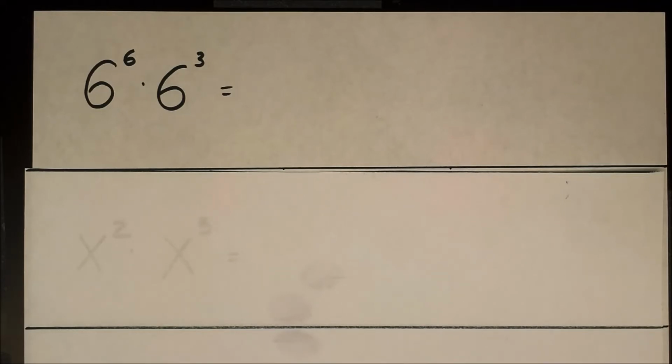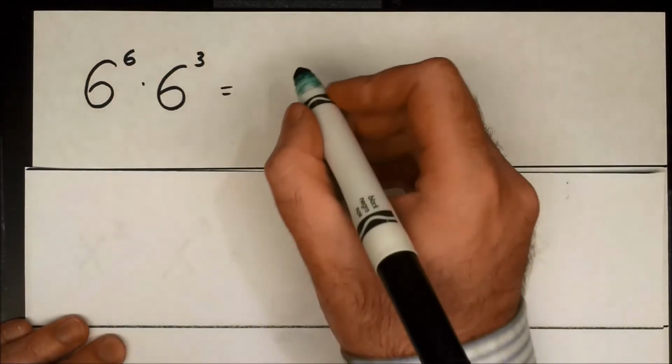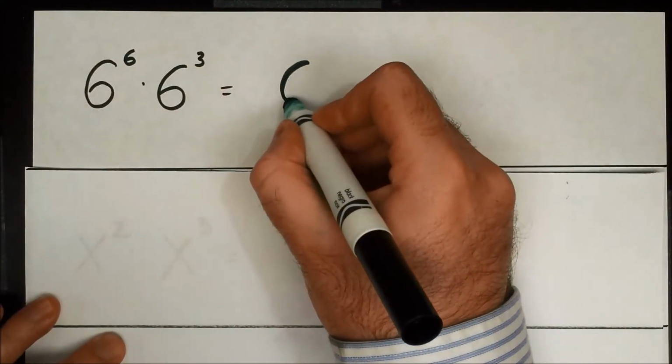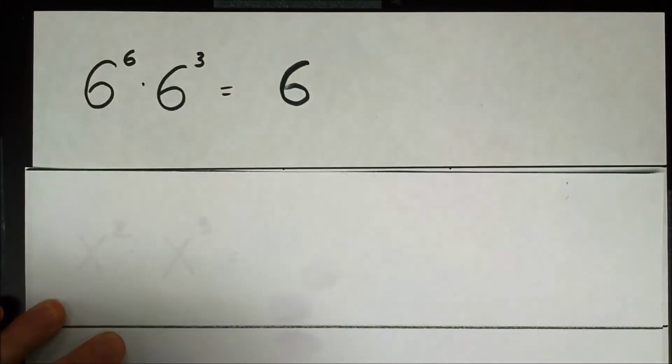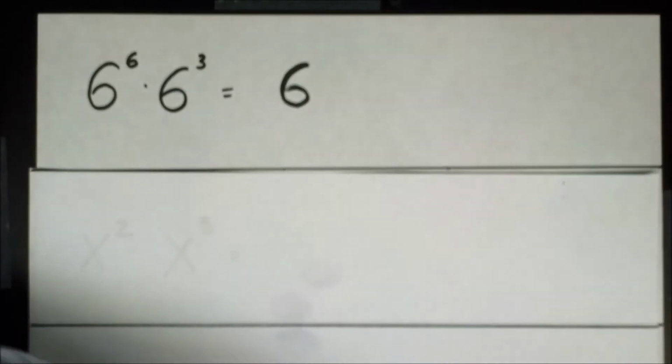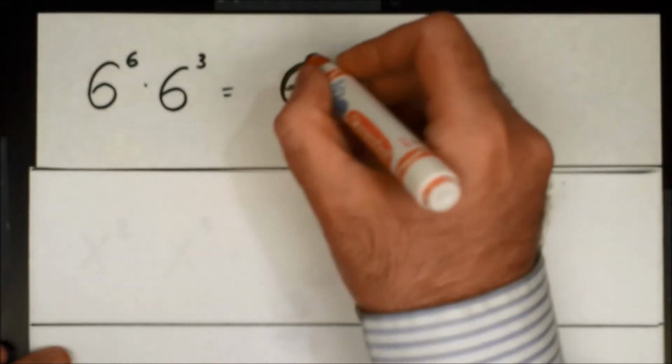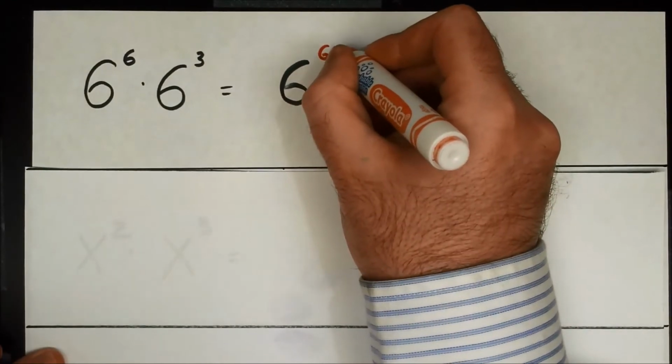If you said add the exponents, I would wholeheartedly agree with you. So let's go ahead and do that. The base stays the same. I do not do anything to the base. I simply add my 2 exponents, which in this case are 6 plus 3.